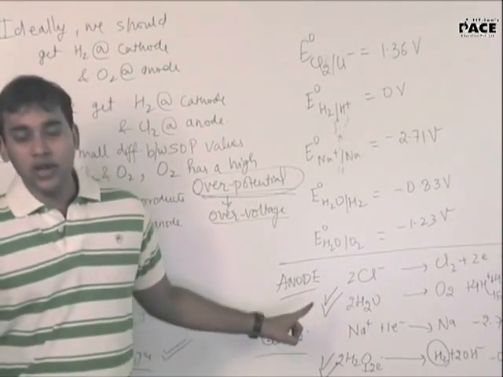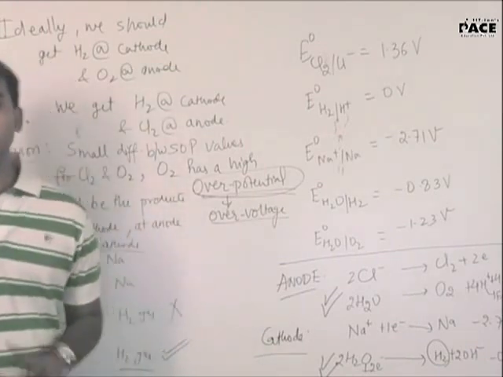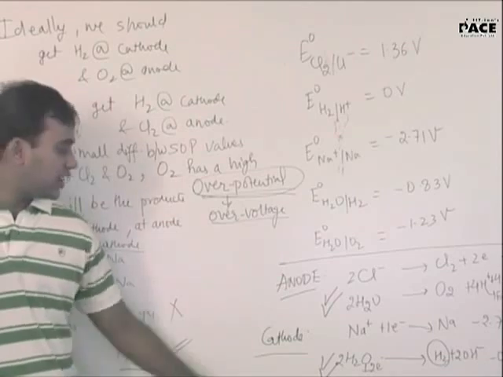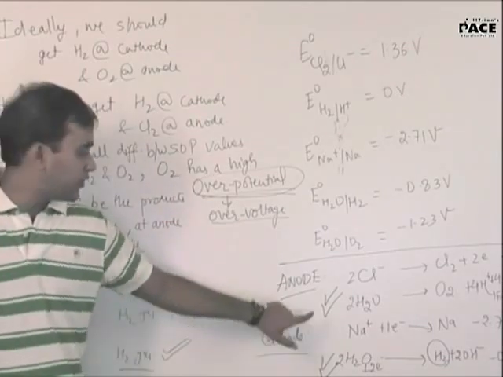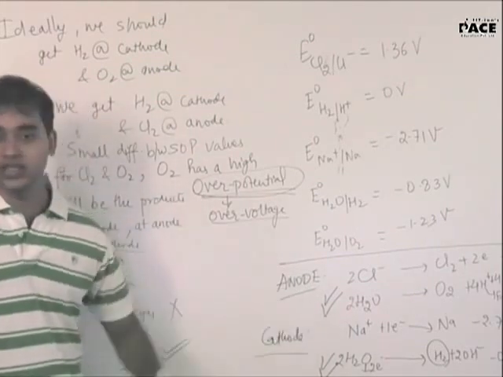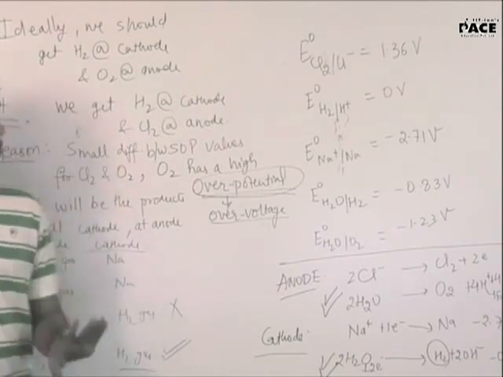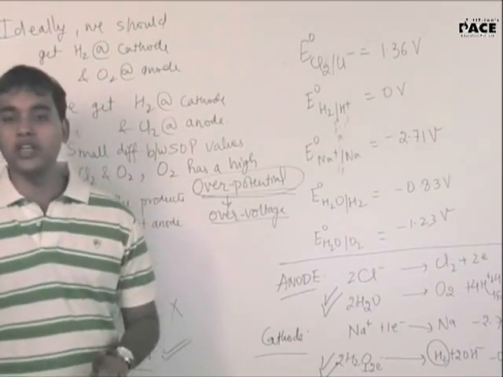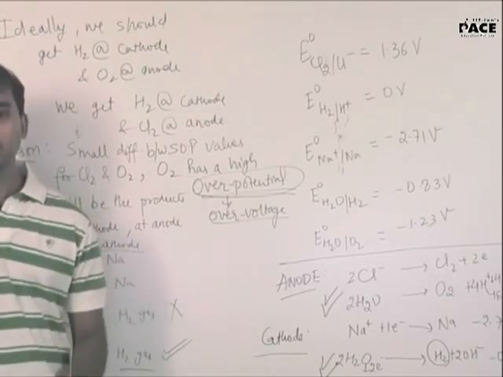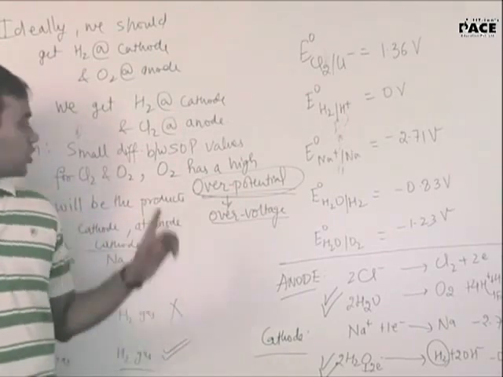I can see that at cathode the SRP value of water is greater, and at anode the SOP value of water is greater. So at cathode the preferred reaction is this one, at anode the preferred reaction is this one. So I should get hydrogen and oxygen effectively. But in the actual case, there is something known as over voltage or over potential for oxygen, due to which the voltage which we have to apply is greater than the E0 which is actually calculated. So practically what you will get is Cl2.